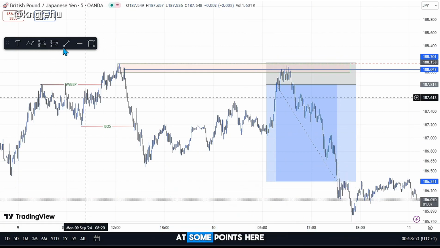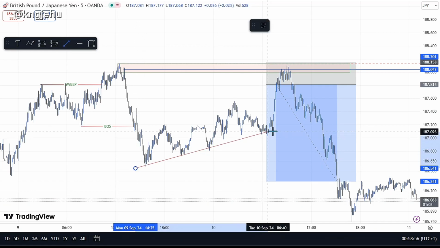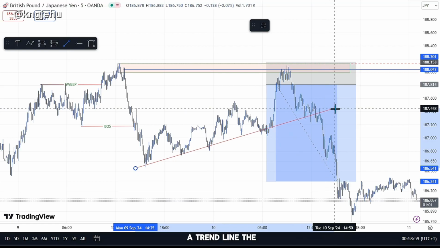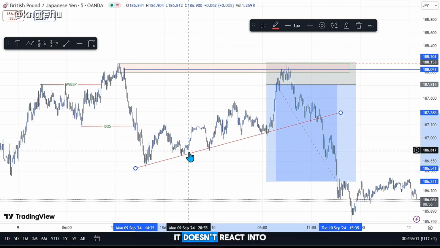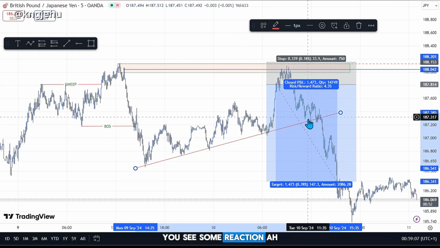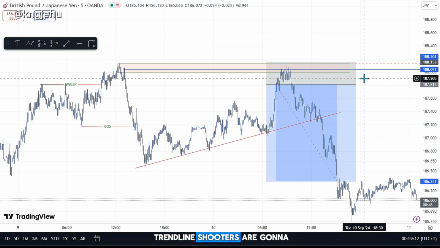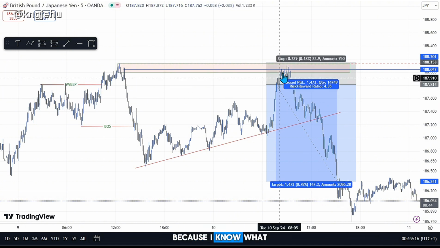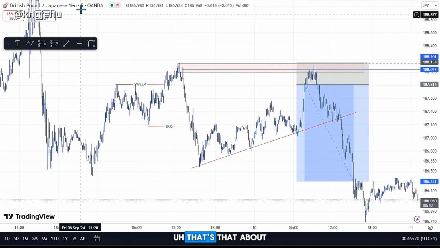And at some point here, some retail traders are going to be like, this is a trend line. The market bounced on the trend line. It reacted to the trend line. It has been reacting to the trend line. And then when it came here, you see some reaction. I was now wondering, is it that these trend line traders are going to beat me at this analysis? But of course they didn't, because what I did was kind of show, and then boom. Also, that's that about that, right?